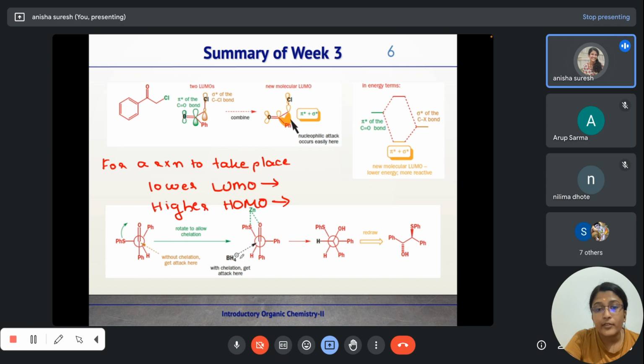Now if we have NaBH4 or something similar for the reduction reaction, the hydride will go and attack from this side. If the attack takes place, the hydride will come over here, the OH will shift here, and there will be a Ph here. If we redraw it, it will give this compound. We will discuss in detail how to redraw when we work out the problems. Now we can come to the problem solving session.